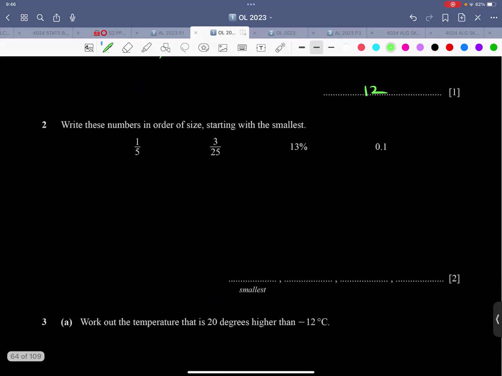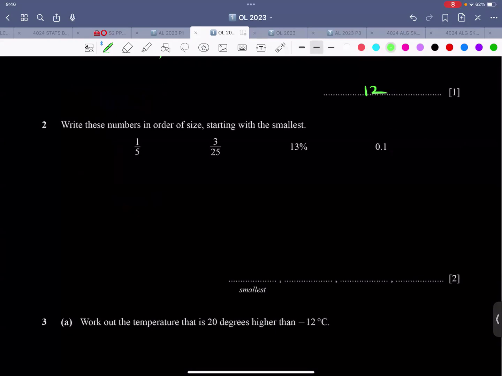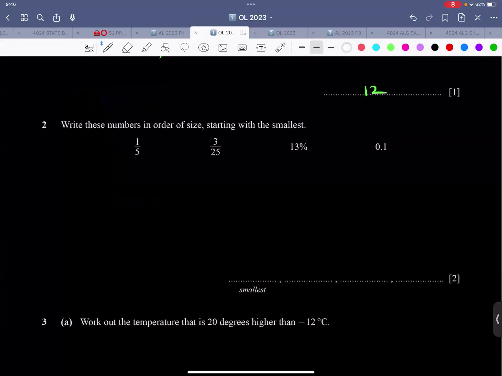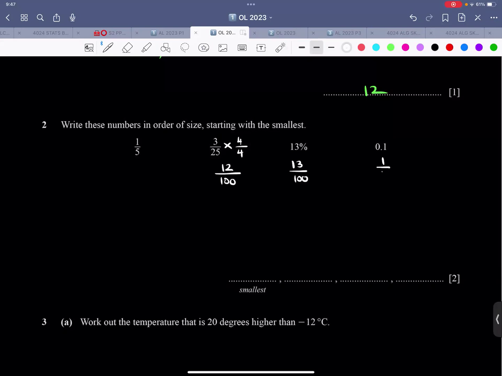The next one: write these numbers in order of size starting with the smallest. I'll go ahead and change everything to, let's say, decimals are good, or even fractions are better. So 3 over 25, if I multiply by 4 and divide by 4, is 12 over 100. So this is like 12%. This is 13%, which means 13 over 100. This is 0.1, that is 1 over 10 or 10 over 100.